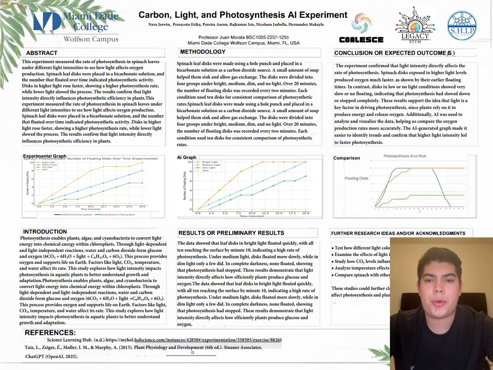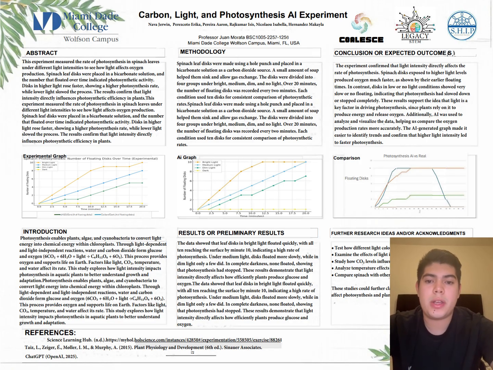Hi everyone, our project is called Carbon Light and Photosynthesis. In this experiment, we measure how different light intensities affect the rate of photosynthesis in spinach leaves. To do this, we use leaf discs and place them in a bicarbonate solution. As they perform photosynthesis, oxygen bubbles form inside the leaves, making them float.